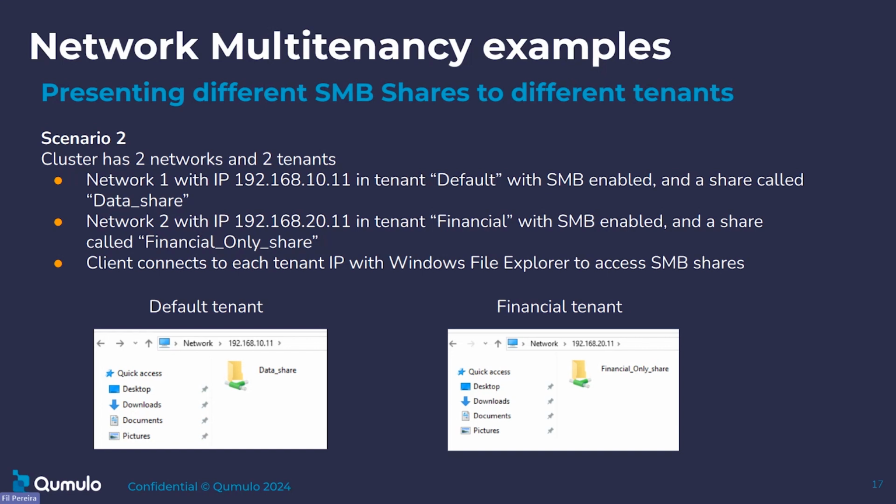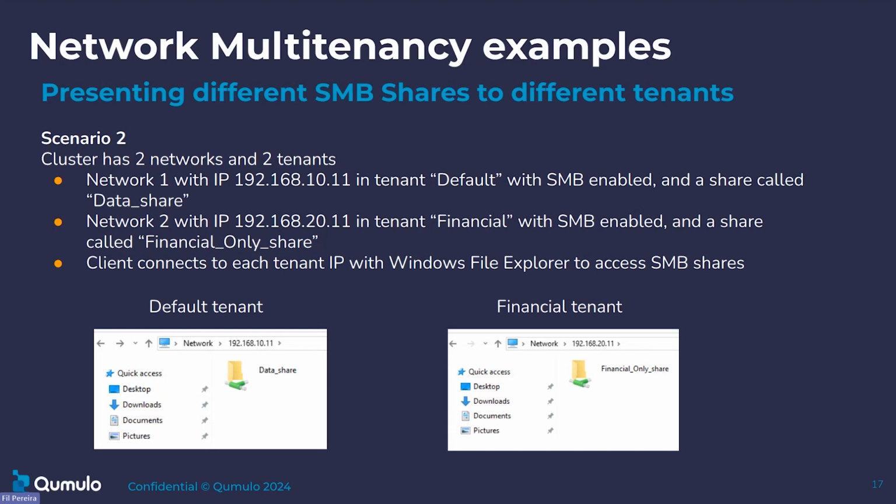But if I connect to the IP address that's been assigned to my financial tenant with my client, I can then see my financial_only_share in my SMB stack, but I cannot see the data_share that belongs to my default tenant. And so, Phil, just to drive the point home there: if I am connecting to the financial side, is there any way, shape, or form I can talk to that data share?